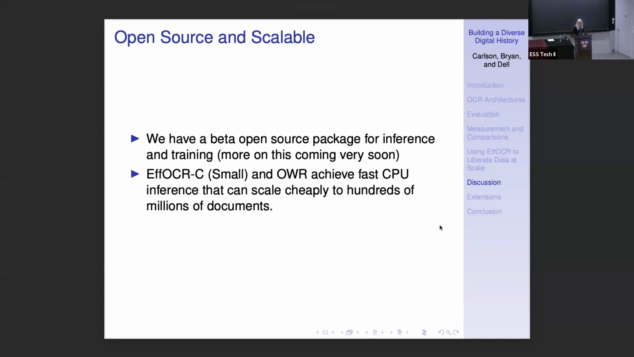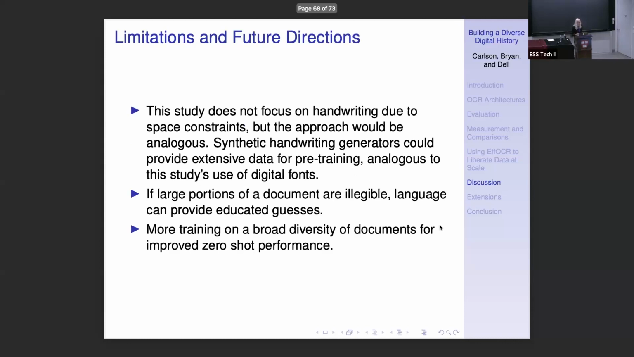FOCR sees at the small, word level. FOCR achieves fast CPU inference that can scale cheaply to hundreds of millions of documents, potentially helping to cheaply digitize the billions of documents that remain trapped in hard copy.